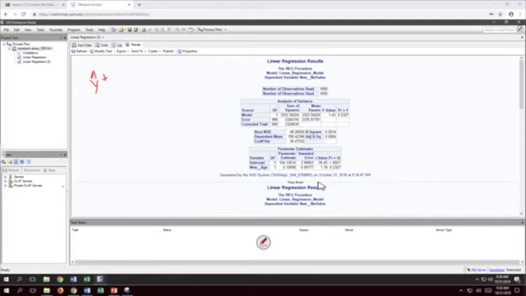Y hat is going to equal 154.13 plus 0.1 for your age. So you're going to get 10 cents for every age older they are.